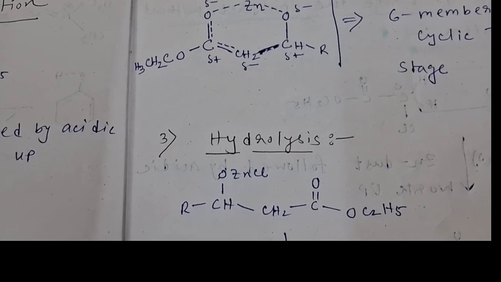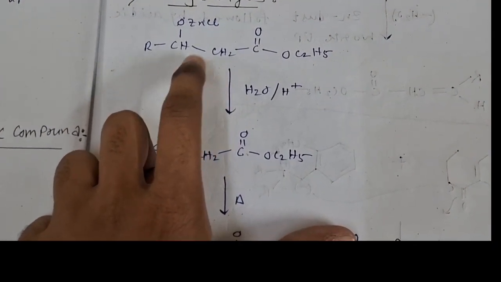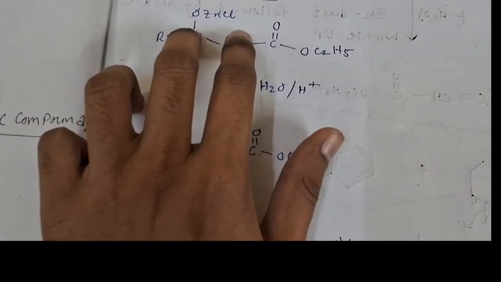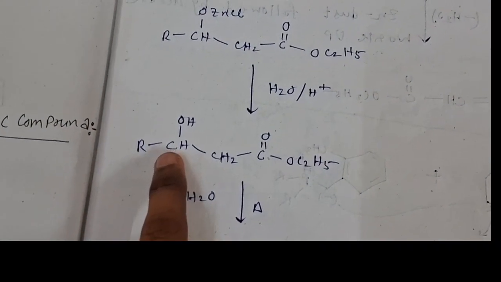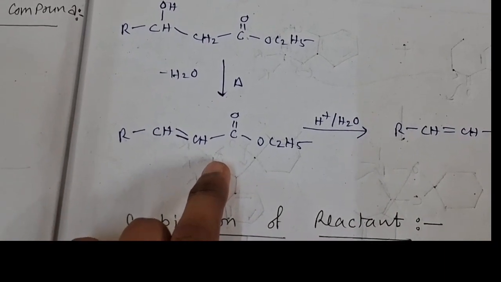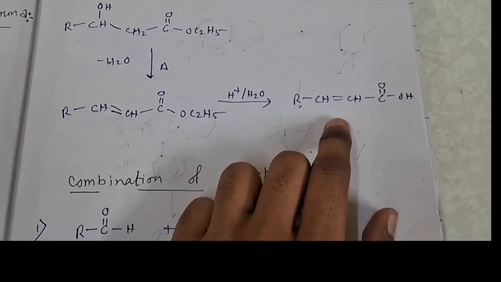That's the nucleophilic attack of the organo-zinc compound on the aldehyde or ketone, and ultimately this species is obtained and it is hydrolyzed and gives us this beta hydroxy ester, because this OZnCl group is converted into OH in the presence of aqueous medium. And again if we heat the molecule, then alpha beta unsaturated ester is obtained, and finally through hydrolysis the ester group is converted into acid, and we can obtain our final alpha beta unsaturated acid. So this is the entire mechanism of this reaction.